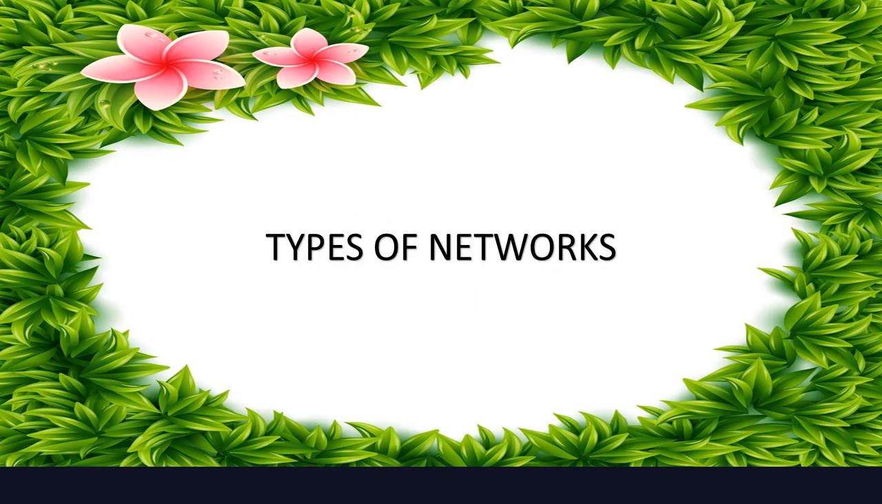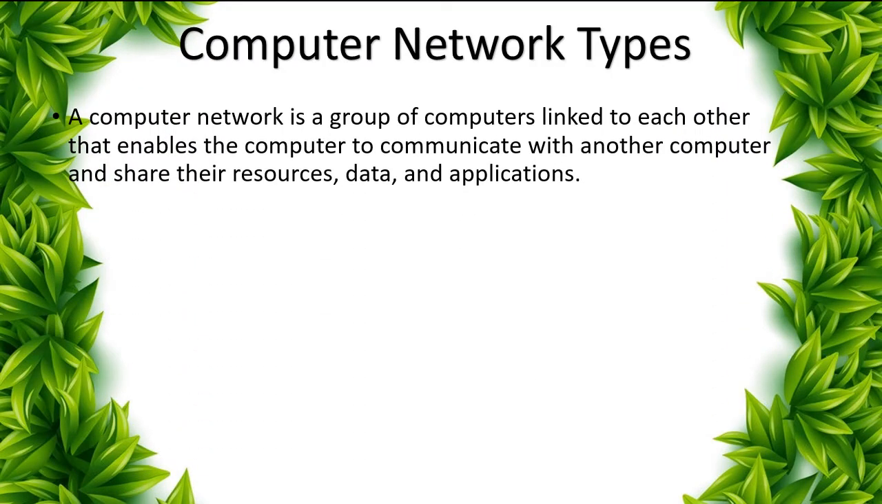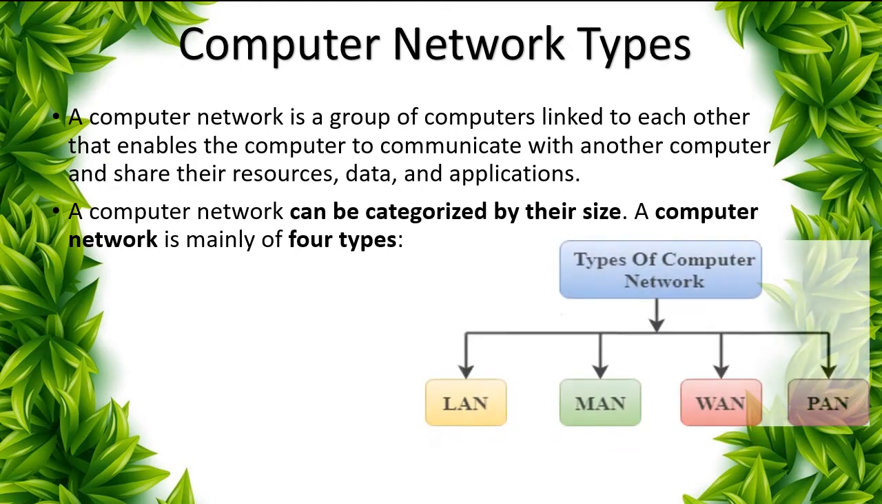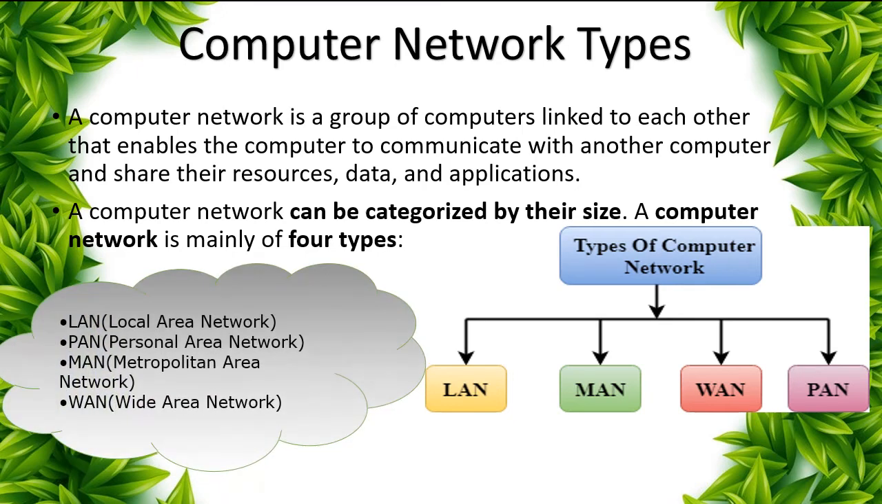In this video, we are going to see the types of network. A network, as we already know, is a group of computers linked to one another that share all the details. It is categorized based on size, and there are four types: local area network, metropolitan area network, wide area network, and personal area network.